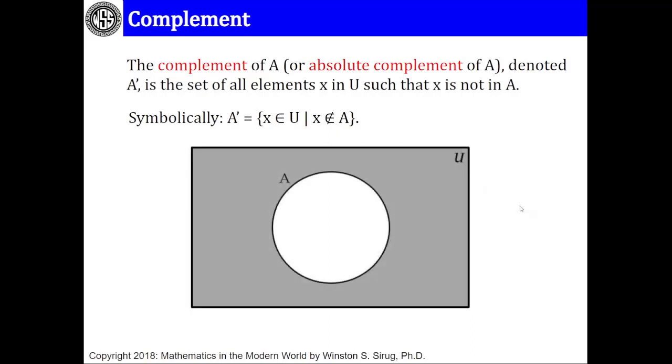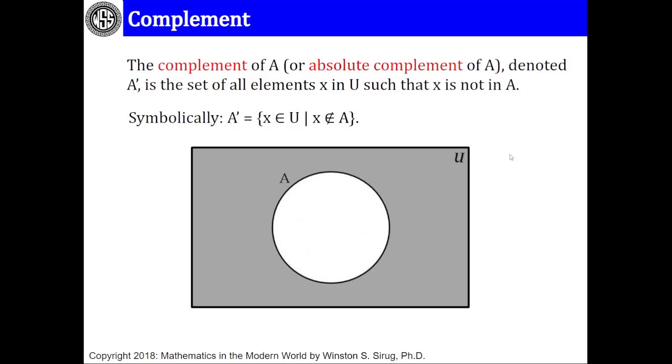So, yan. Paano natin intindihan yung formula? X is an element of U. So, values of X is outlier dito. And X is not an element of A.